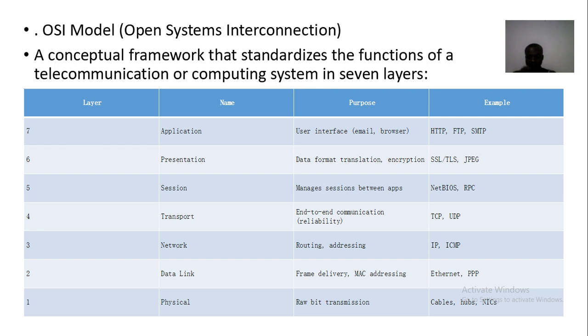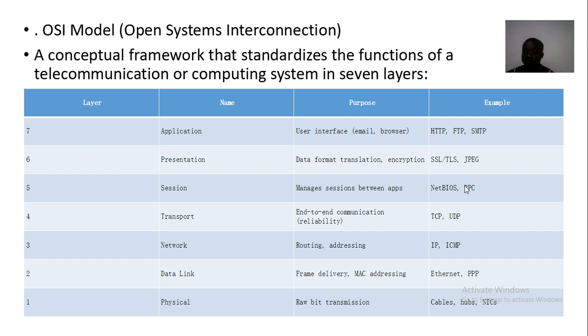And the first layer, which as I said earlier, is the physical. It's called physical because there are things like the cables, the physical cables being seen, the hubs, the ports at which it's being delivered to. Then we have the data link, that's the second, which is frame delivery and MAC addressing. Examples are Ethernet and PPP. Then the third one is network, and its purpose is routing and addressing.